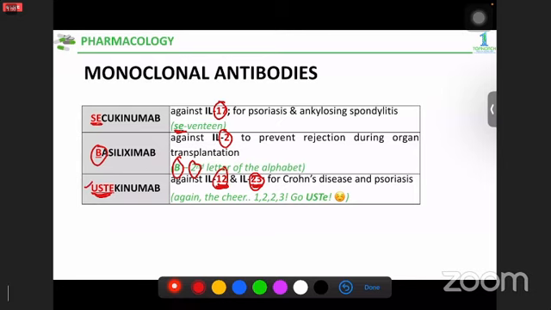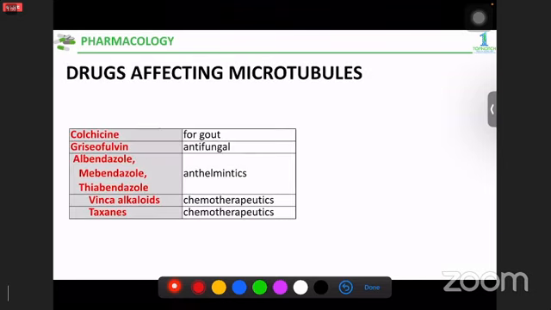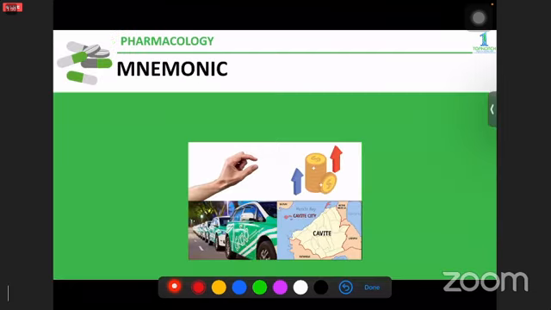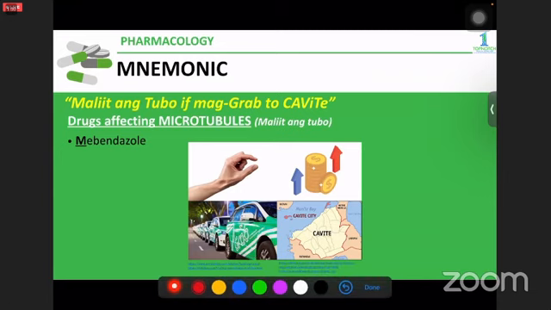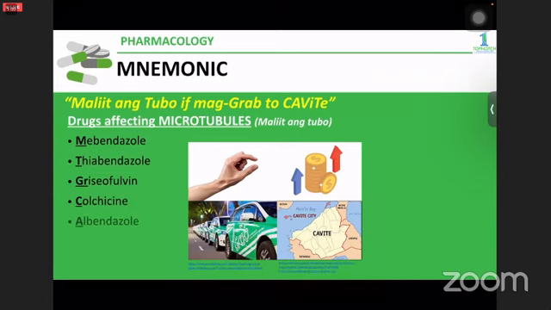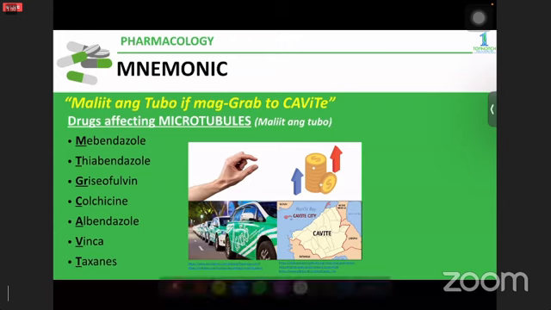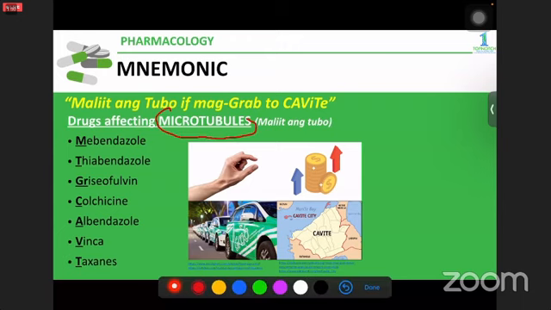So, basta tandaan nyo, target na interleukins. So, ito, tandaan nyo, these are the drugs affecting microtubules. Pero aside from knowing that, pakita ko na lang yung mnemonic, no? Para mas madali nyo matandaan. So, maliit ang tubo if mag-grab to Cavite. So, ano yung drugs acting on your microtubules? So, para madaling tandaan, microtubules, maliit ang tubo. So, isipin mo, galing ka kunyari ng Manila, kung mag-grab ka ng Cavite, di ang mahal nun. Tapos, may tindahan dala. So, tubo maliit. So, maliit ang tubo if mag-grab to Cavite.